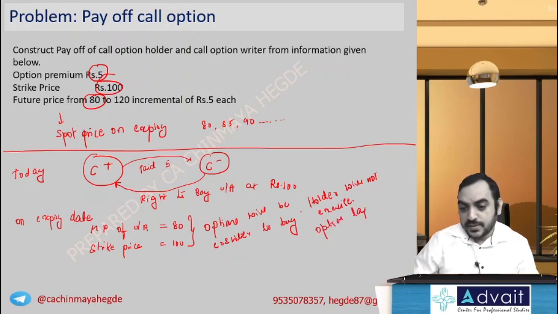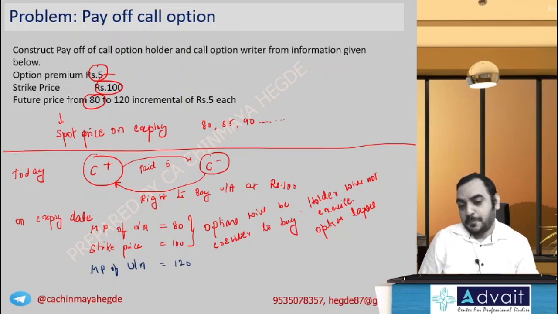Option lapses. Okay, this is one situation. Suppose I'm taking an extreme situation. They said incremental of 5 rupees each. We'll come to that. We'll prepare a table. But we're discussing a concept so that the option also gets revised. That's the idea. Suppose the market price of the underlying asset is the other extreme, 120.